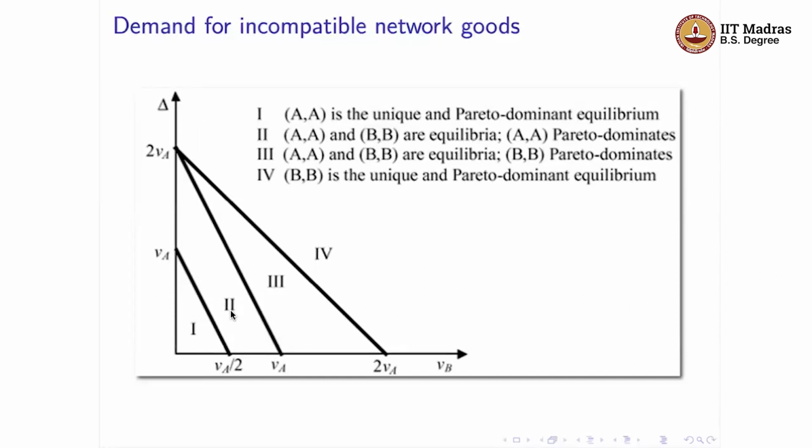So now if we combine these two things, our predictions about what sort of equilibria we expect to emerge, as well as what we know about the welfare properties of different regions, this is what we end up getting, right?